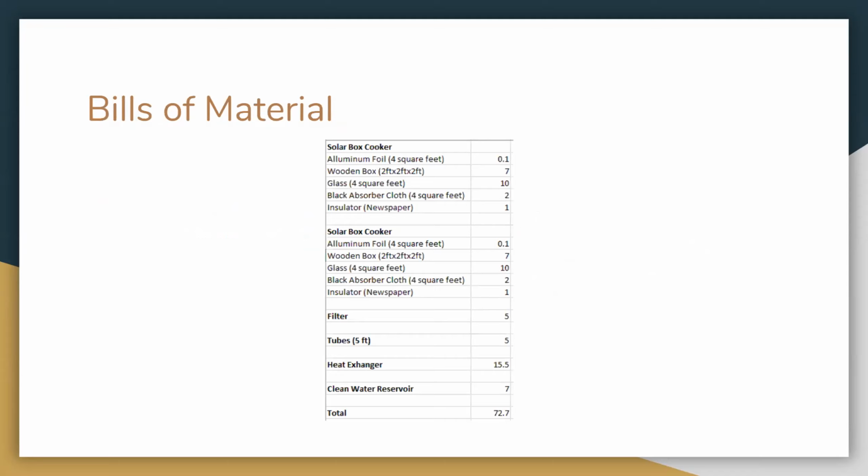Okay, next we'll be going through the cost analysis of the flow through device. Here I made a bill of materials to make this flow through device. This may not be the cheapest, but it's pretty close. What's different about this from a normal flow through device is that we have an extra solar box cooker at the very beginning. What stands out to me the most is how 20% of the cost is mainly from the heat exchanger.